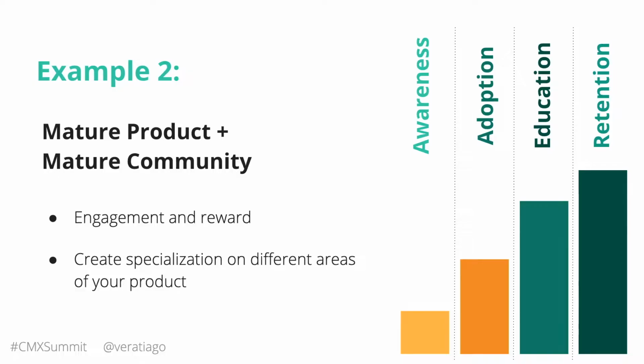Example number 2. So you have a big community, a mature product. So probably you want to invest more in retention. That's why you need to go with more recognition programs, creating reputation, and making people stay in your community.